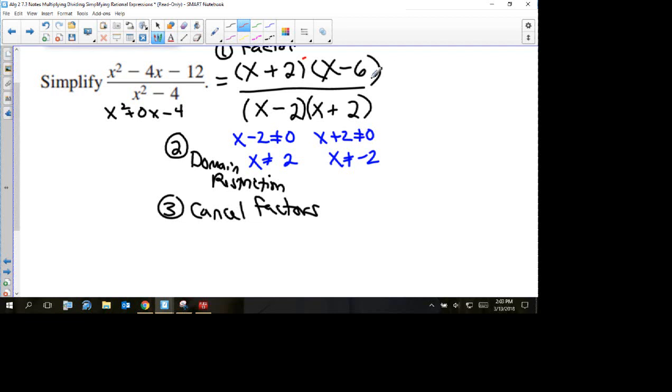Yes, x plus 2. I'm going to cancel out with the x plus 2 on the bottom. Those are the same. We're going to reduce it down. So now we have x minus 6 over x minus 2.